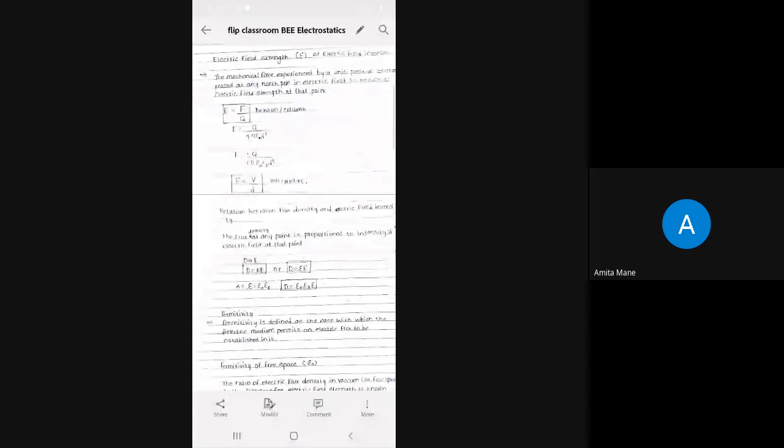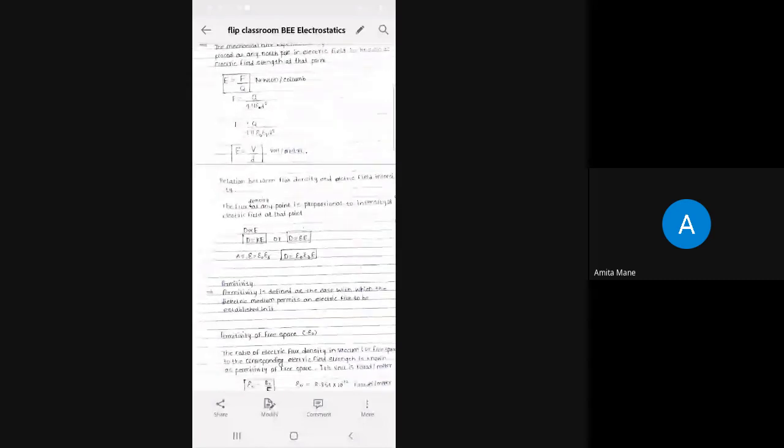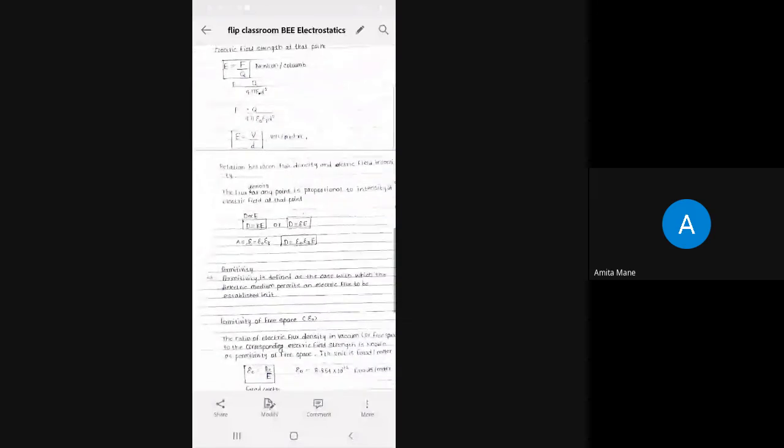Here F is the force acting and Q is the charge, and its unit is Newton per coulomb, and we can derive it as E is equal to Q upon 4 pi epsilon naught epsilon R D square. And there is another formula, capital E is equal to V upon D, where V is the volt and D is the distance, and its unit is volt per meter.